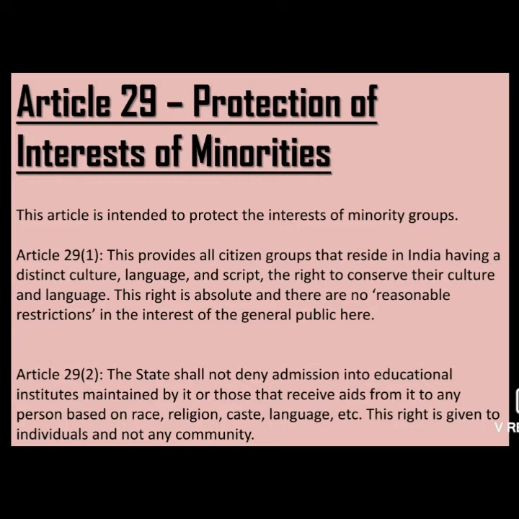Whereas Article 29(2) states that the state shall not deny admission into the educational institutions maintained by the state or those that receive aid from the state, to any person based on race, religion, caste, language, etc. This right is given to all individuals and not only a particular community. So this is Article 29, which refers to the protection of the interest of all the minority sections.